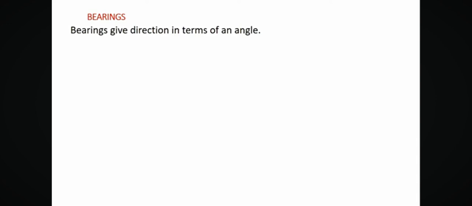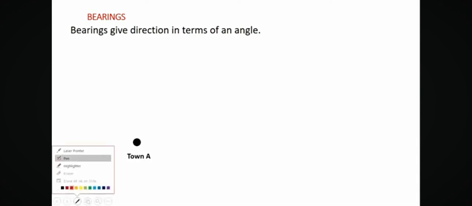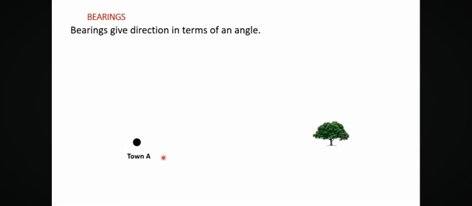In the directions that we give to people or people give to us in everyday lives, we use some points of reference. Let me show you what I'm talking about. Let's say that we have this town here called Town A, and we are going to represent Town A with this circle. There is a tree here, and there's another town here called Town B. Now, we are going to call this man here Mr. Kofi. He's at Town A, and he wants direction to Town B.